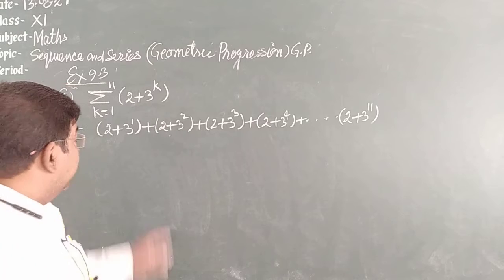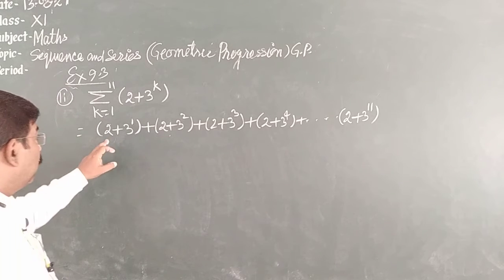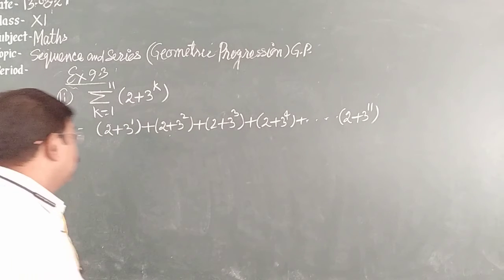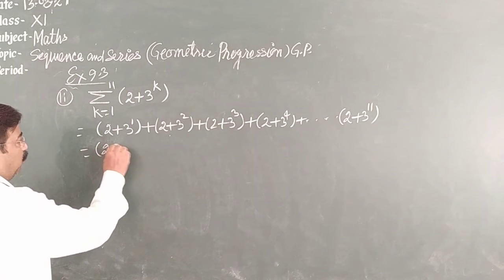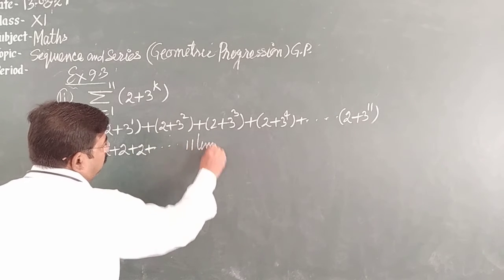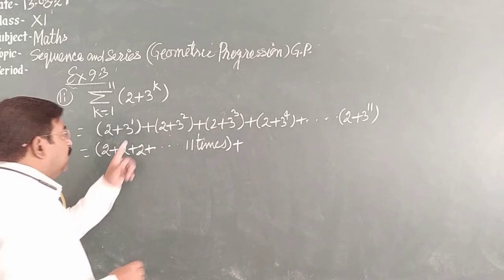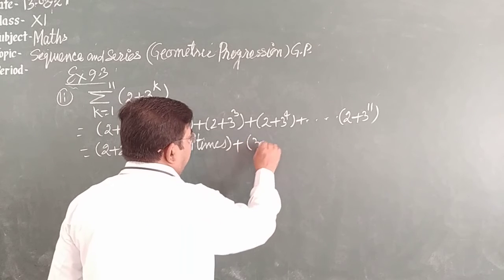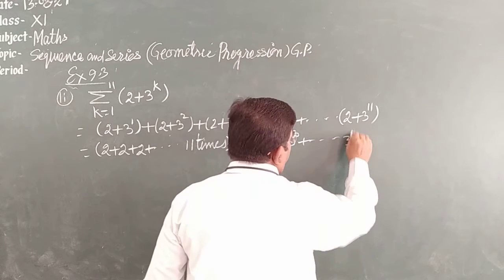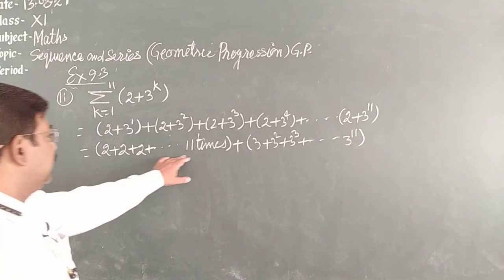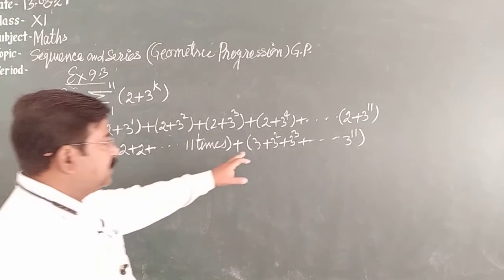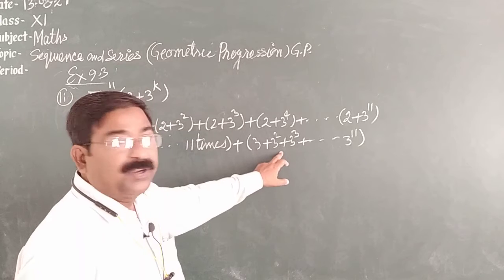So see, in every term we have two parts. One part is constant, 2 plus 2 plus 2 plus 2, 11 times. So we can collect it. We can write 2 plus 2 plus 2 plus so on 11 times, plus the other part, which is 3 plus 3 square plus 3 cube plus so on up to 3 to the power 11. This constant part is a simple sum, and this other part is a GP where the first term is 3 and the common ratio is 3.